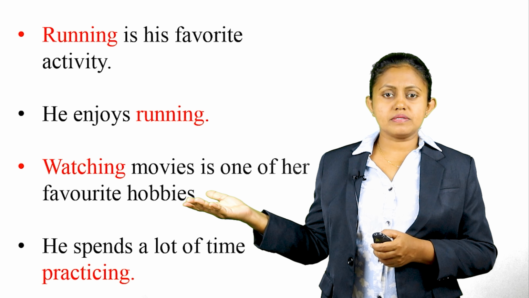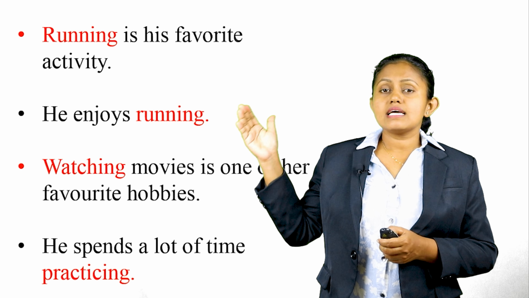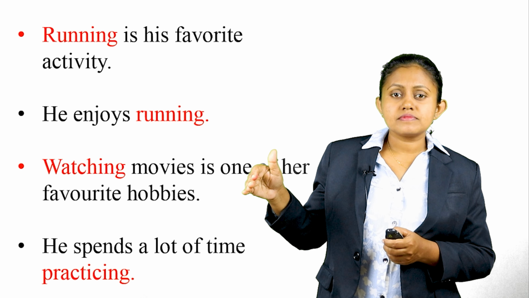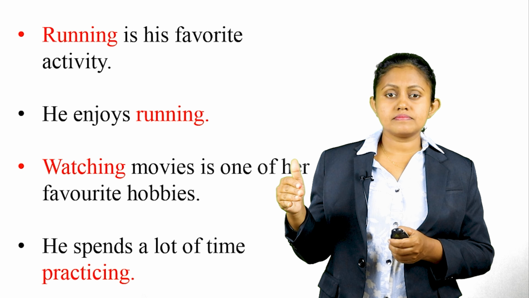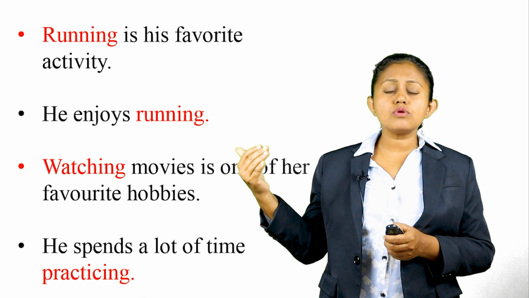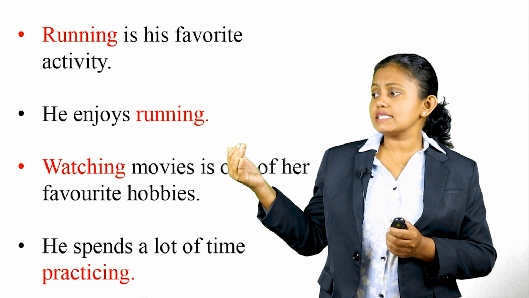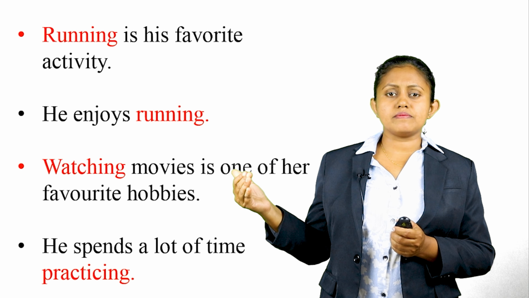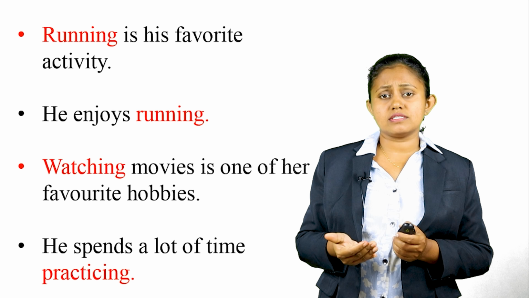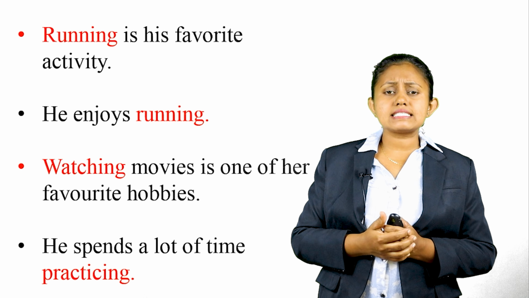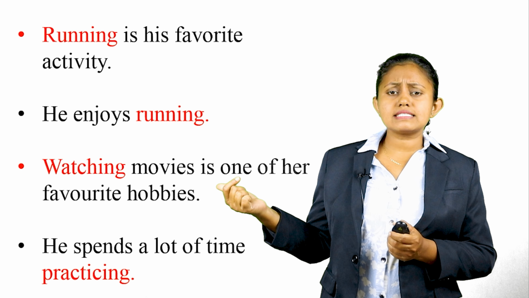Let's see more examples. Running is his favorite activity. Here, for the verb run, we can add ing to make the gerund. Then it becomes a noun of the sentence. So that noun is called a gerund, right? Running is his favorite activity. Here, the word running does not imply an action. Let's see the next example. He enjoys running.